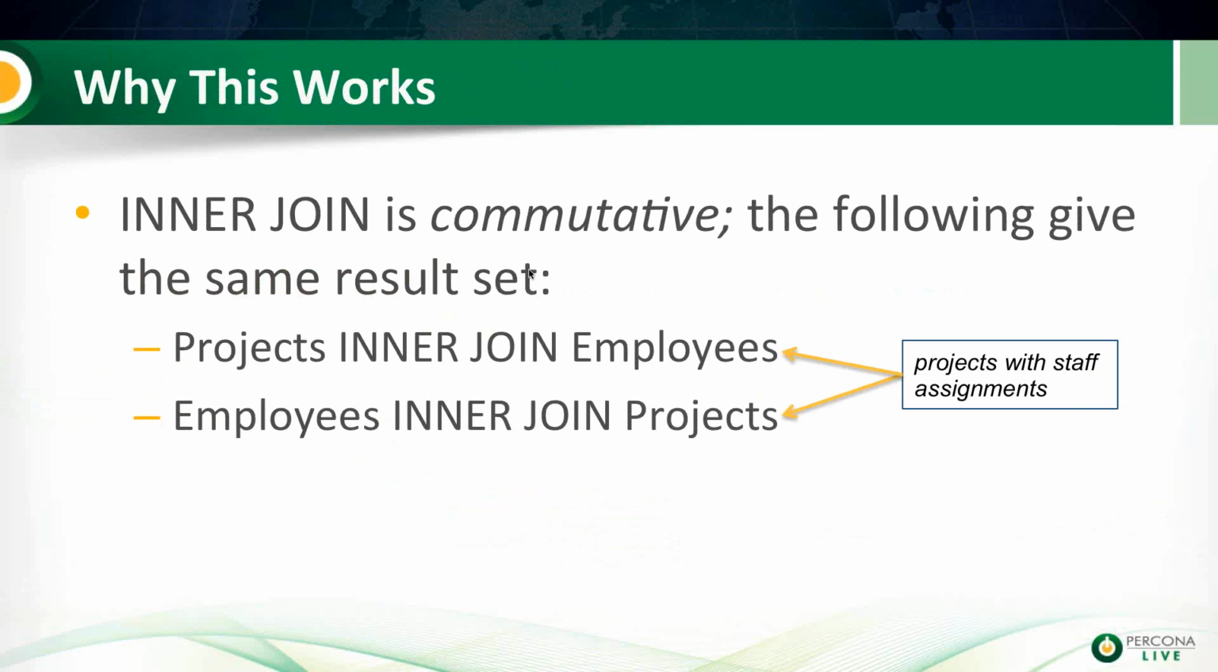Projects join employees gives us only those projects who have employees and only those employees who are assigned to a project. And we get the exact same result if we flip the order of the tables in our join, employees join projects. This allows MySQL to do the optimization that I described, where despite the order that you give the tables in your query, it can change that order and read them in a more efficient order.